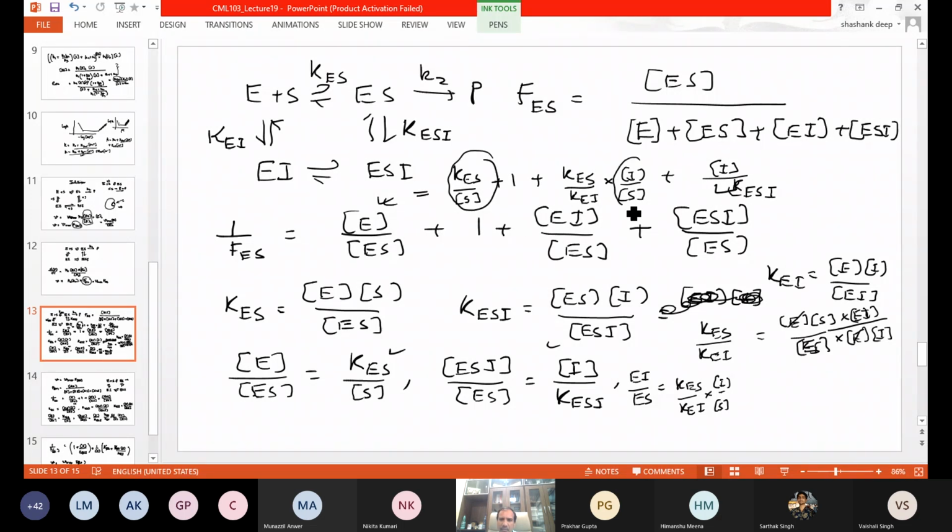1 by S term. Okay, and these 2 are different terms. So this has 2 combination, 1 plus I by KESI, and then you can take 1 by S common, KES by S common. You see here with this term, then I will get 1 plus I by KEI. Is this okay? Okay, so let us see.